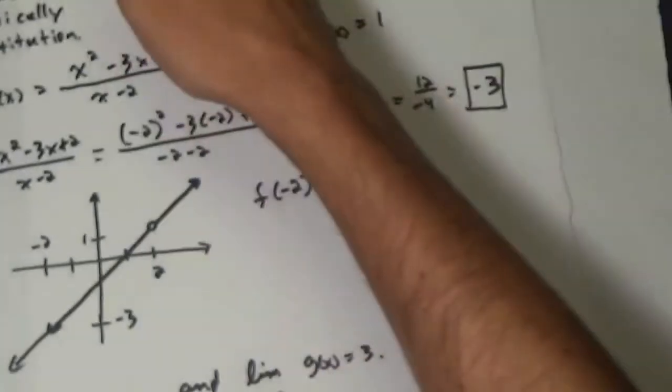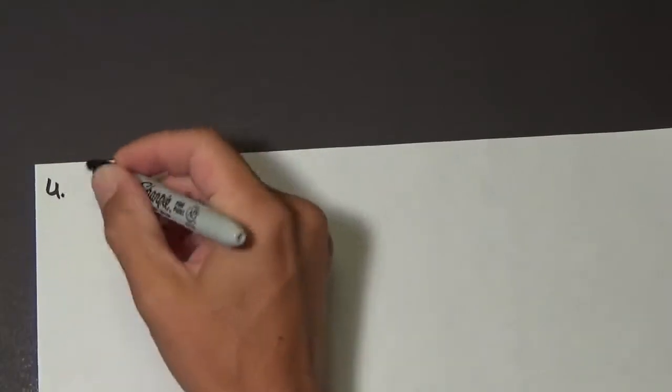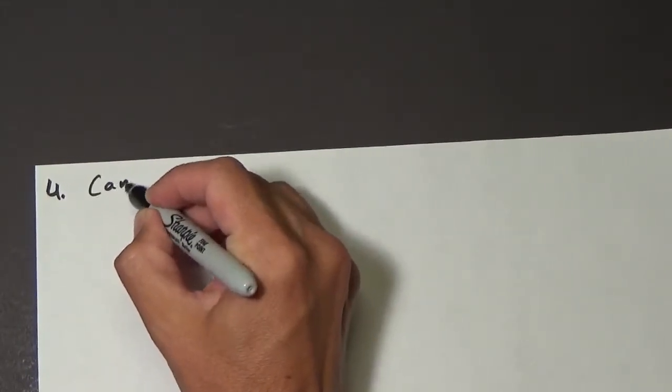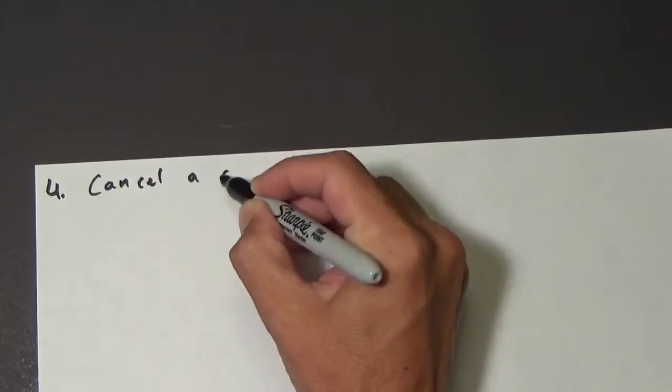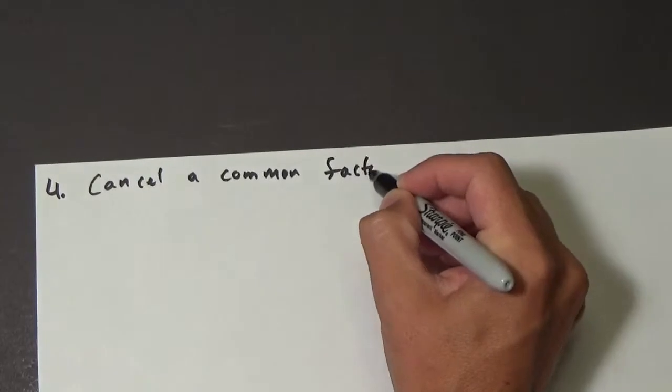All right. Now let's try another method. So method number 4. We had 3 methods: numerically, graphically, substitution. Now number 4, we are going to cancel a common factor.